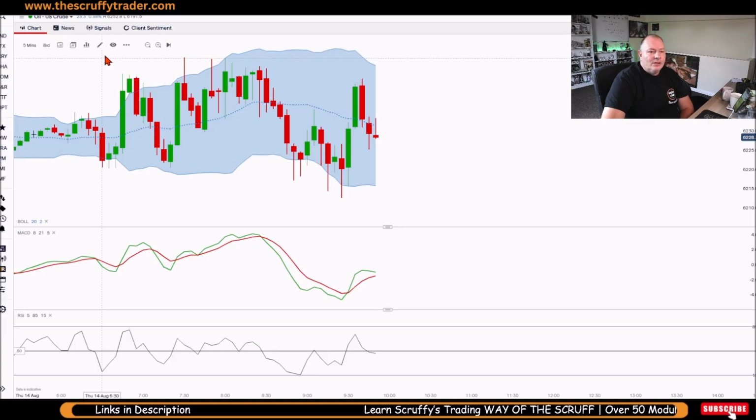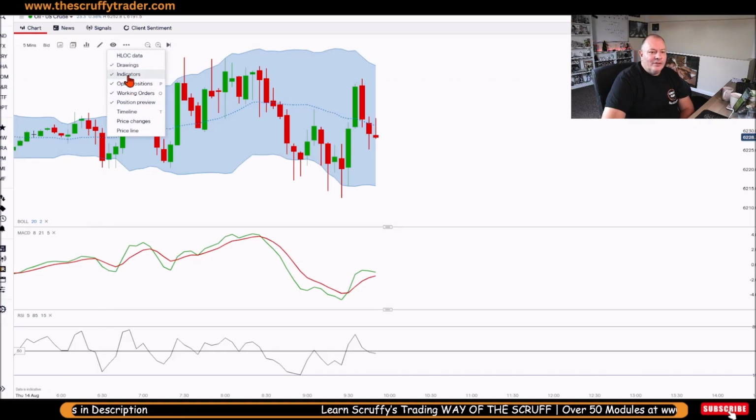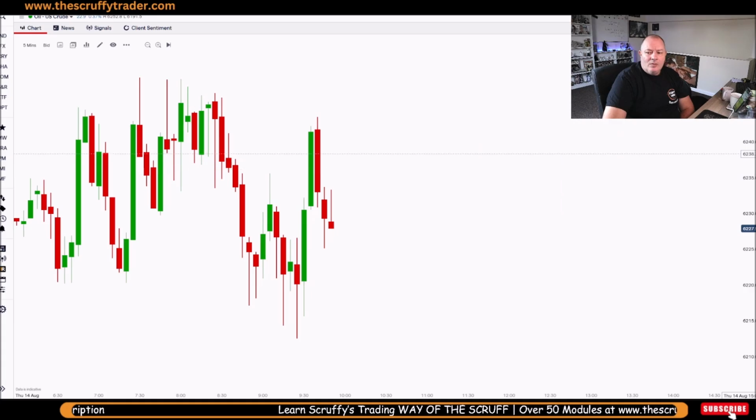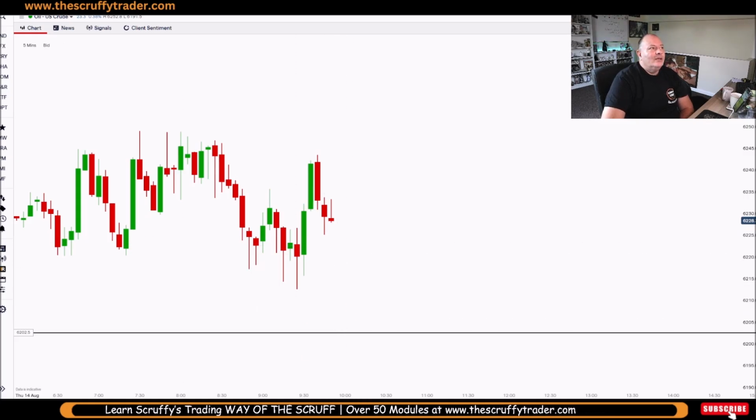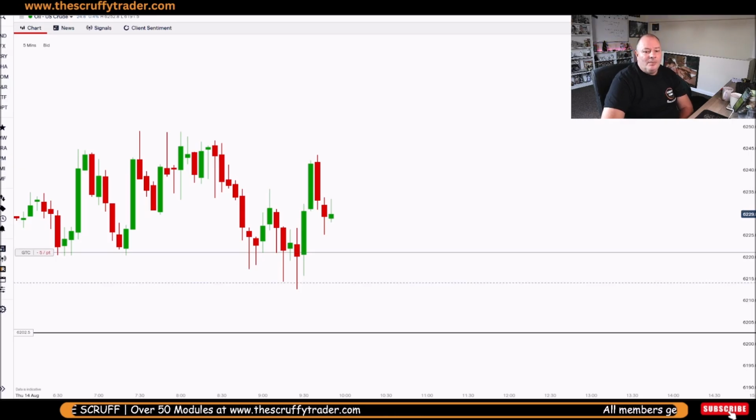Okay, so just switch these indicators off because I don't really need them. What we can see is a little bit of a cluster formation here. I can easily get 7 pips under here. So all I need to do, and this is about as simple as it gets, is put an order underneath the current candle. Bash. Just like so.